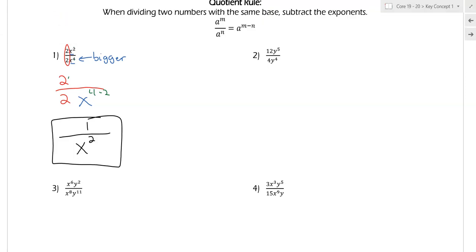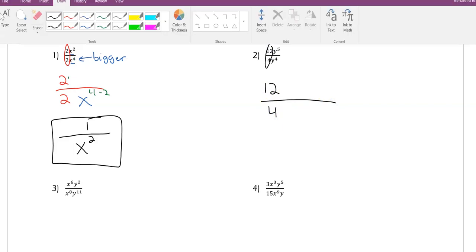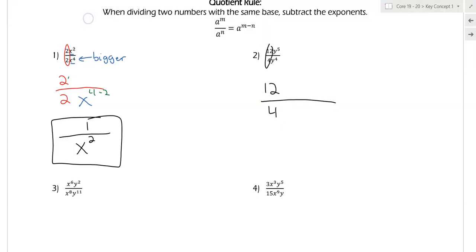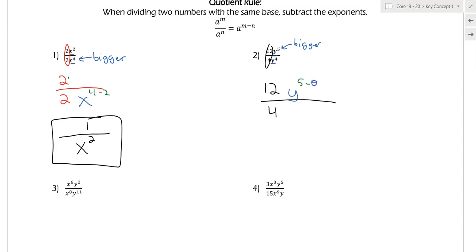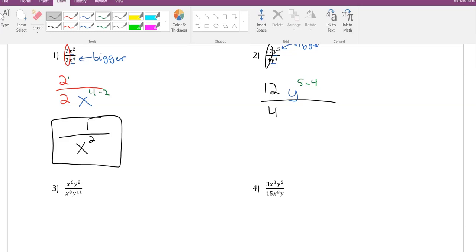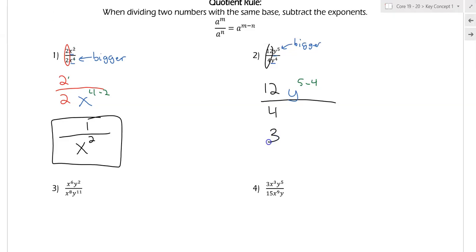All right, 12 over 4. Then these are the same base. This one's bigger. So that y is going to go on top. And then you have 5 minus 4. For sake of time, I'm not going to pull the calculator out, but 12 divided by 4 is just 3. Y to the first. We don't have to put that 1 though, right? So we can just write 3y. If I put that 1, we can get rid of it. Okay.